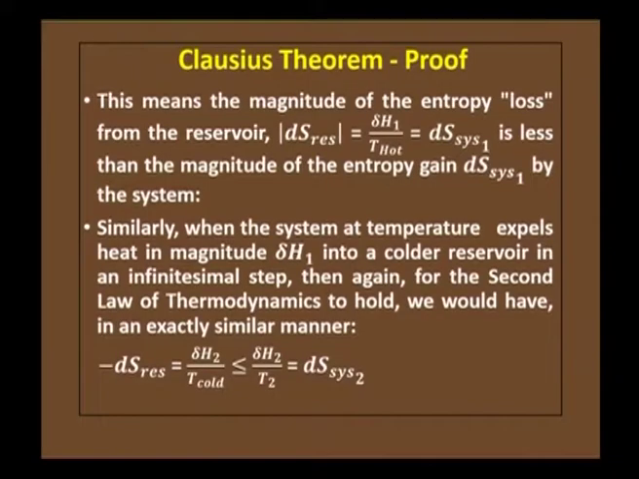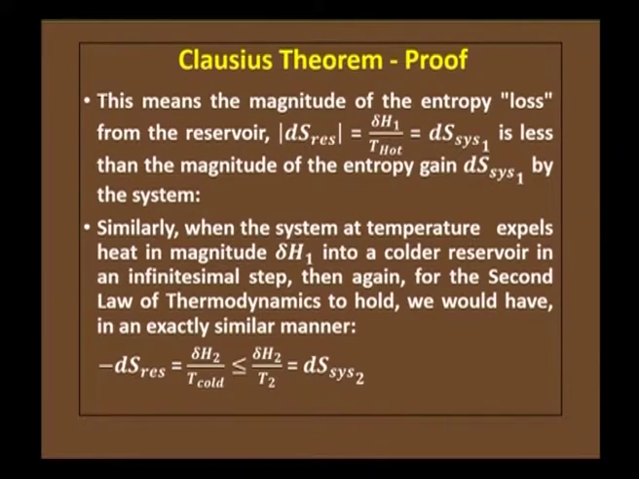What is the proof of the Clausius theorem? This means that the magnitude of the entropy loss from the reservoir, that is modulus of dS of reservoir, is equal to delta H1 divided by the temperature of the hot reservoir, which is equal to dS of system 1, which is less than the magnitude of the entropy gain, dS system 1, by the system.